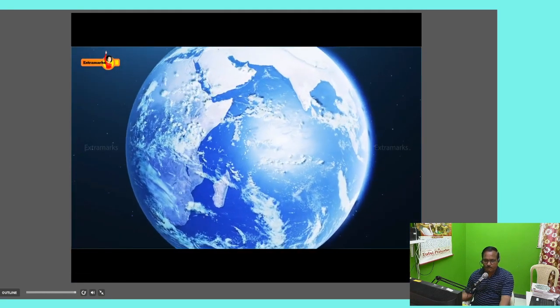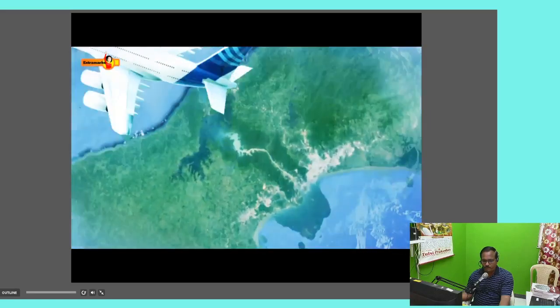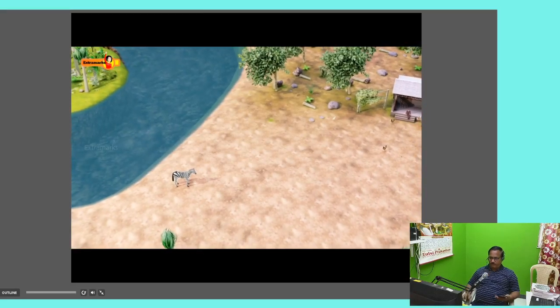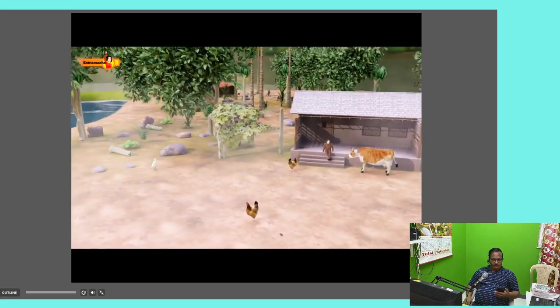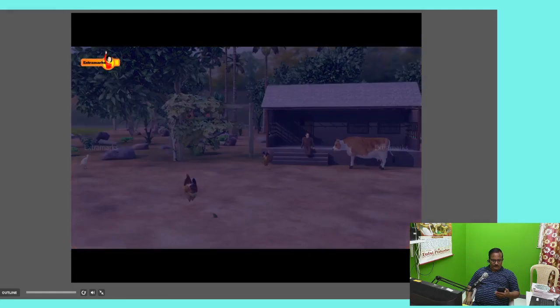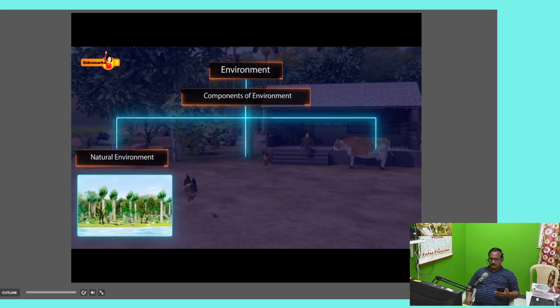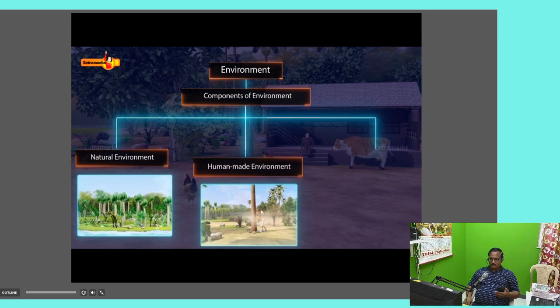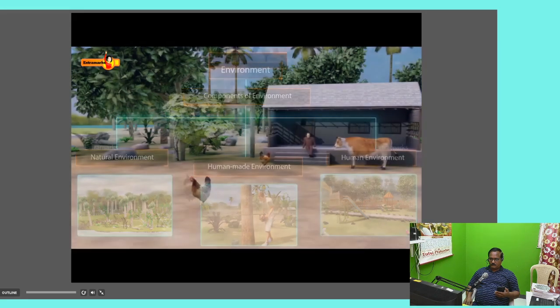Students, we often use the word environment in different contexts. But do you know what we mean by environment? The sum of all living and non-living things that surround an organism or a group of organisms is called environment. There are three main components of environment: the natural environment, the human-made environment, and the human environment.